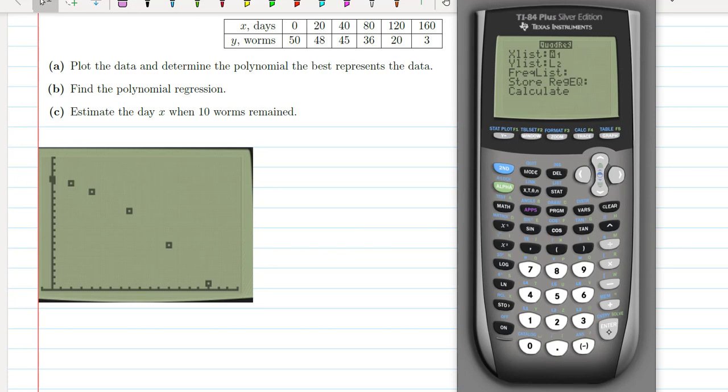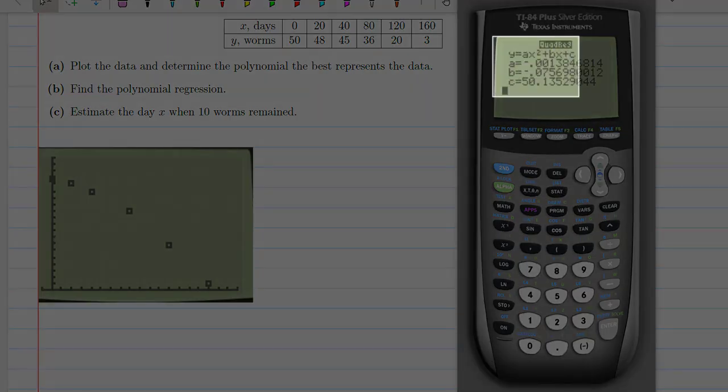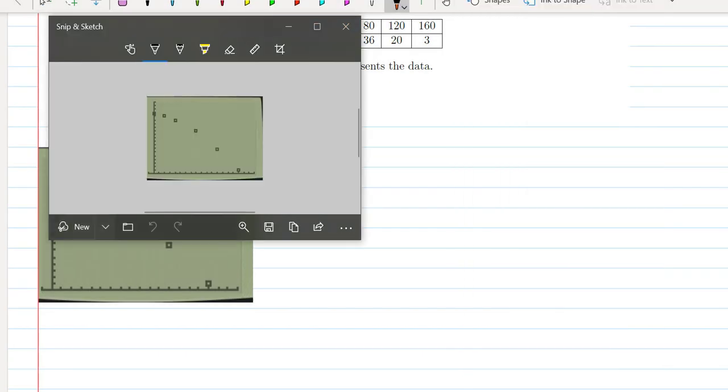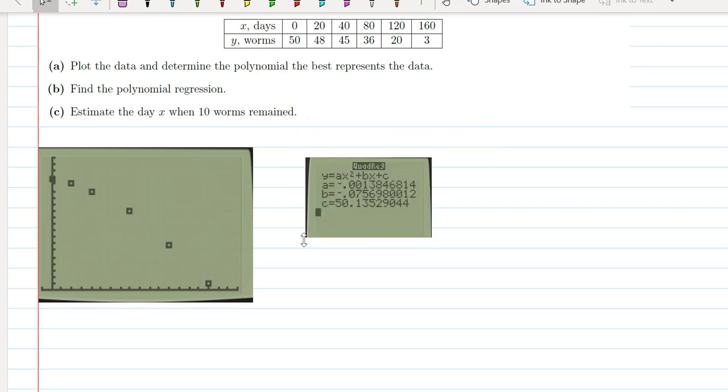We press enter, and now our screen should look the same. So we go enter, enter, enter, and now we get down here. Let's store our regression equation as we did before by going alpha and trace, and we choose y1. We press enter, and our calculator thinks for a second. And this time, it gives us a quadratic.